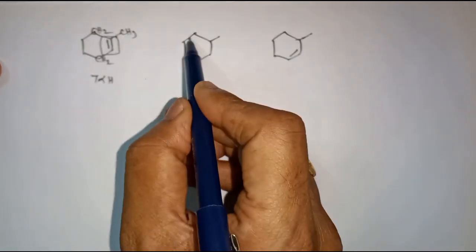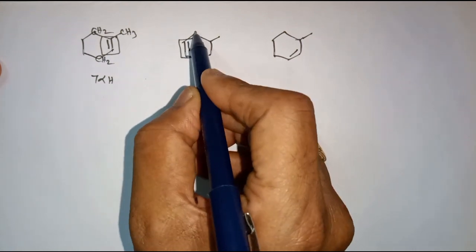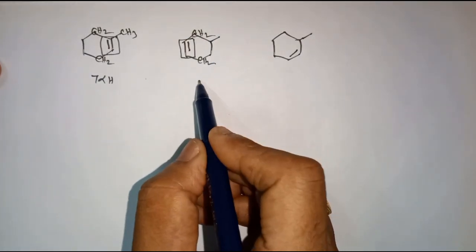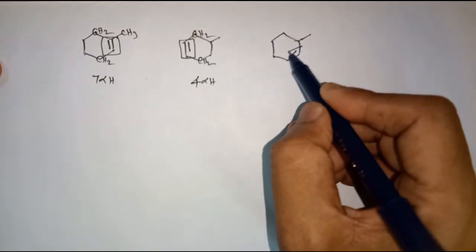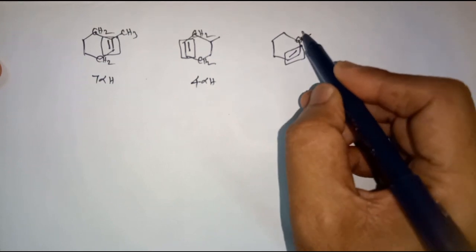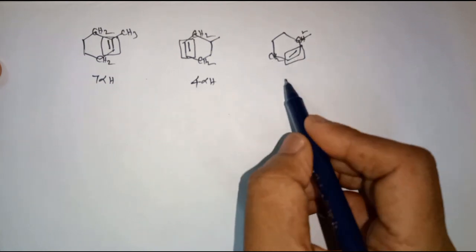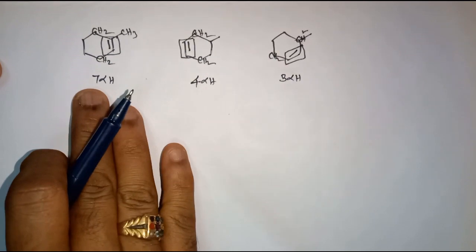Now we come to the next one. To this functional group carbon, this is CH2, and this is CH2. So how many alpha hydrogens does it have? It has 4 alpha hydrogens. In the last one, here there is only CH with 1 hydrogen, and here CH2, so 2 plus 1, 3 alpha hydrogens. So 7 alpha hydrogens, 4, and 3.